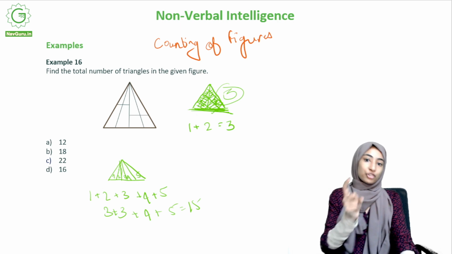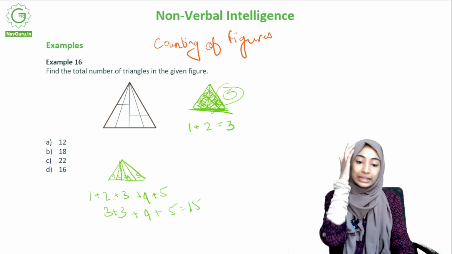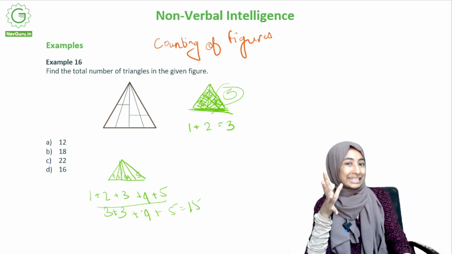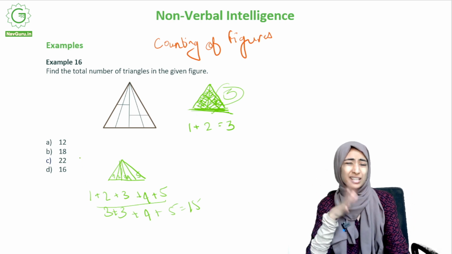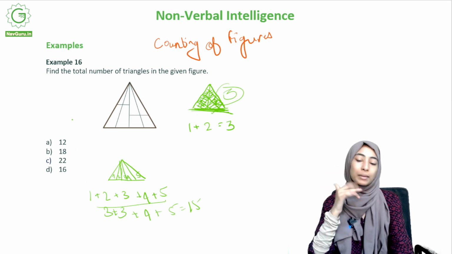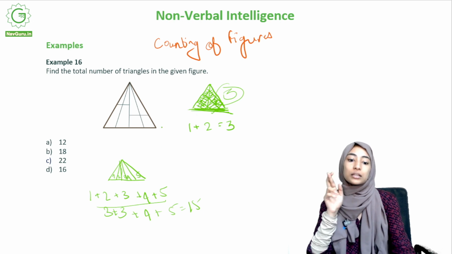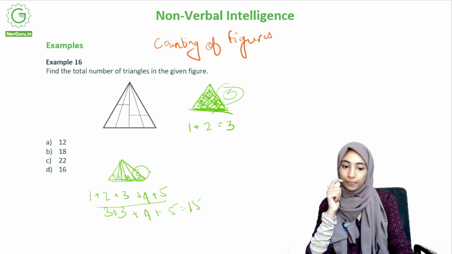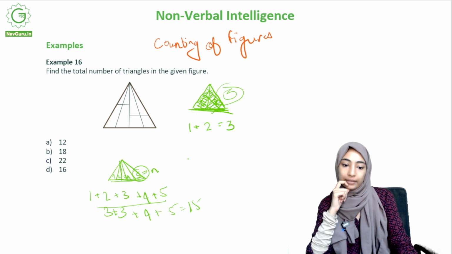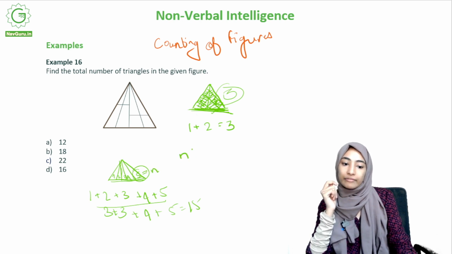Now, another trick. I'm giving you yet another trick. This addition might not be easy for everybody. You know, if you have, say, 8 triangles, 1 plus 2 plus 3 plus 4 plus 5 plus 6 plus 7 plus 8, it might not be easy. So there is another way you can use. Look at the base, look at the last number in the base, 5, right? Take 5 as n. Have n into n plus 1 by 2 as your formula.